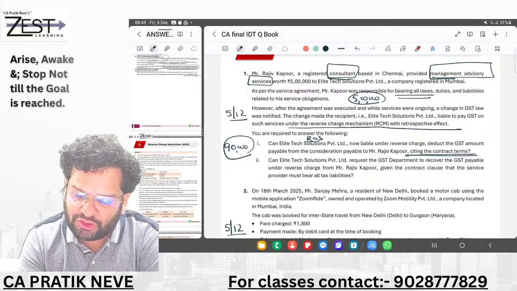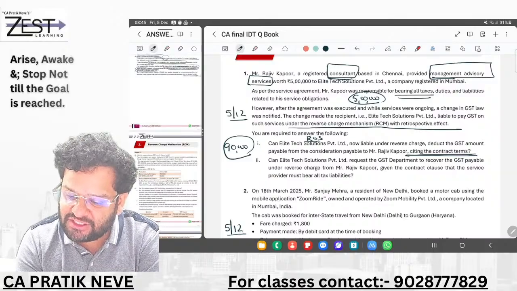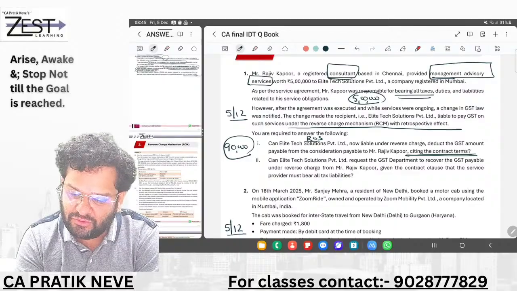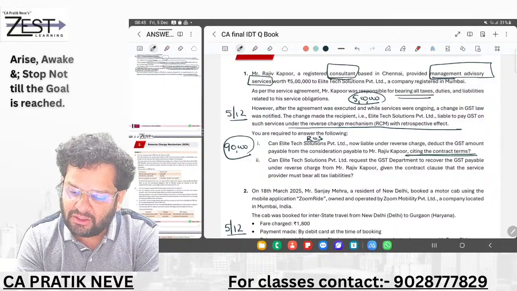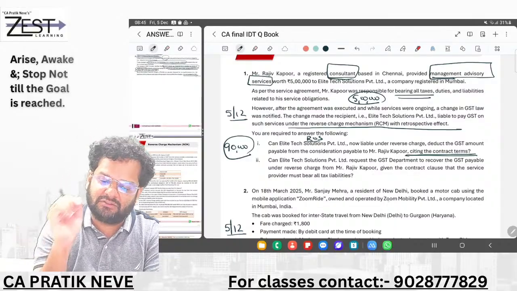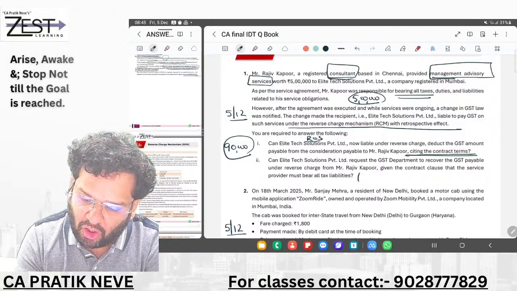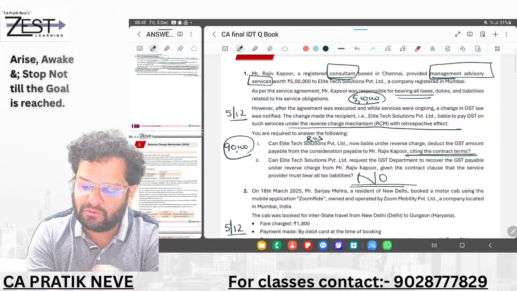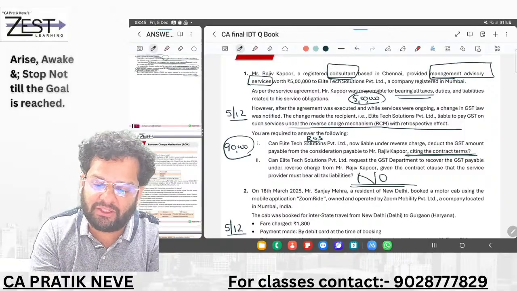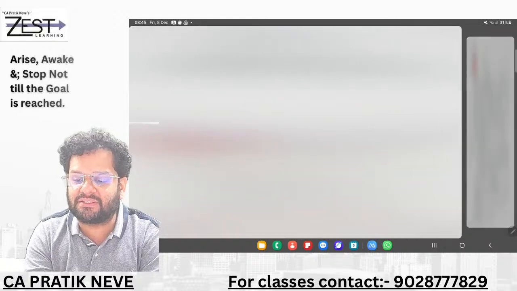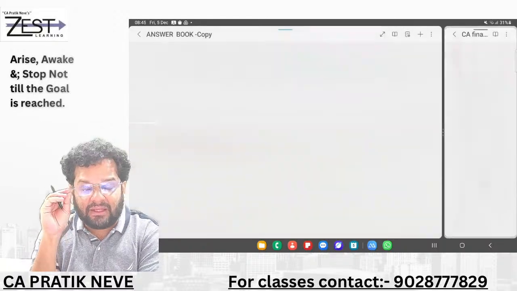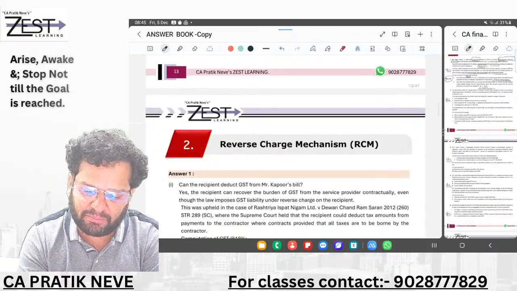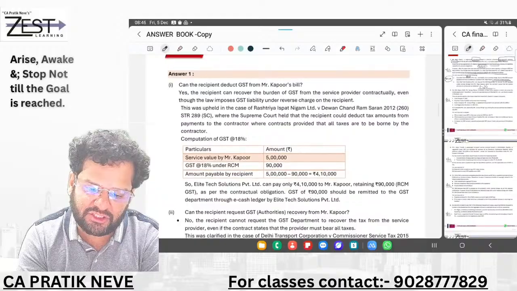Can Elite Tech Solutions Private Limited request the GST department to recover GST payable under reverse charge from Rajiv Kapoor, given the contract clause that the service provider must bear all tax liabilities? Straightforward answer is no. Because once the government has put liability on RCM basis, they will not collect from the supplier. It will be the recipient of supply who will be liable to pay GST.